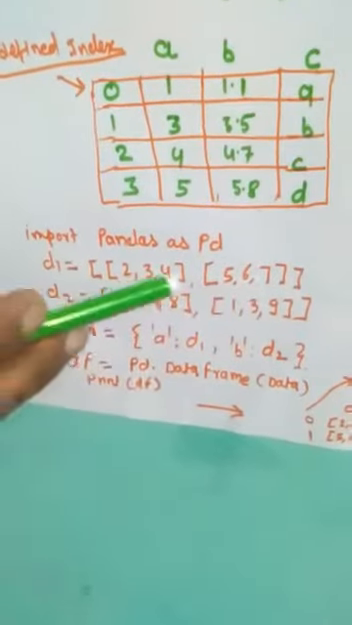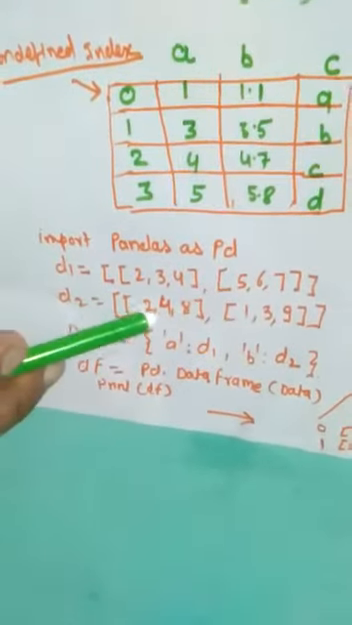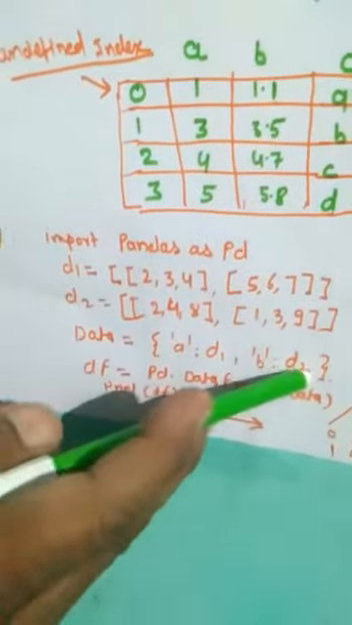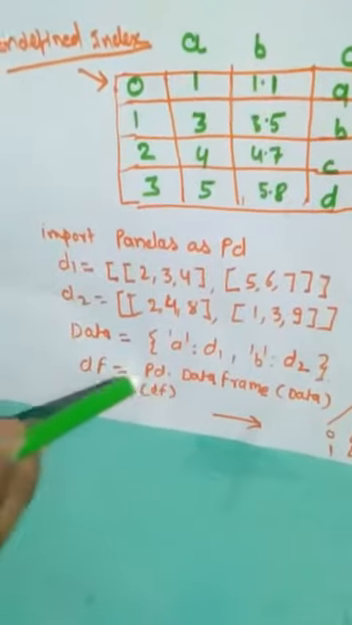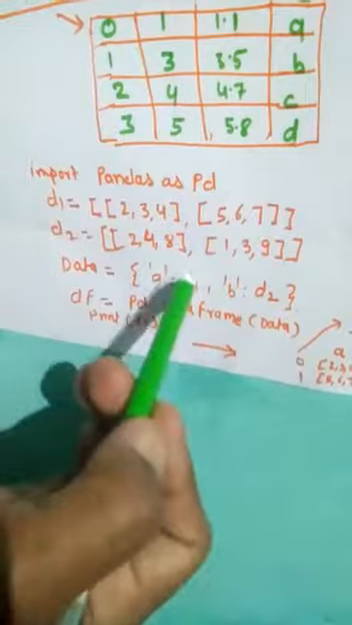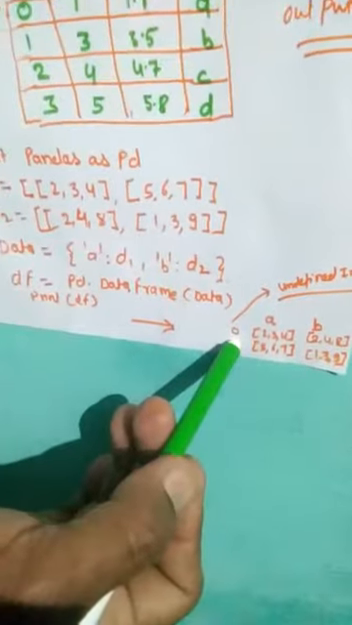Similarly, we can see another example. D1 is equal to 2, 3, 4, 5, 6, 7. D2 is equal to 2, 4, 8, 1, 3, 9. A index D1, B index D2. df is equal to pd.DataFrame(data), print df. So what will be the output? 2, 3, 4, 5, 6, 7 here, and because B index has D2, the values will be 2, 4, 8, 1, 3, 9, with the default index 0 and 1. Now this is the concept of data frame.